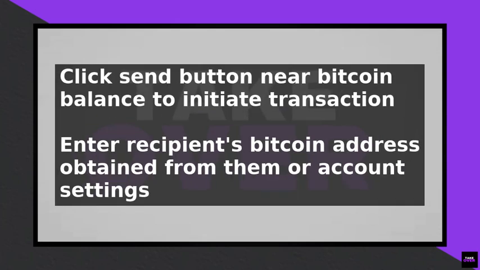After entering the recipient's Bitcoin address, you will need to enter the amount of Bitcoin you want to send. You can choose to send a specific amount of Bitcoin or the equivalent value in your local currency. Make sure to double-check the address and amount before proceeding, as Bitcoin transactions are irreversible.